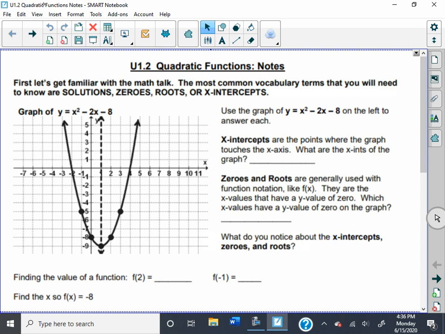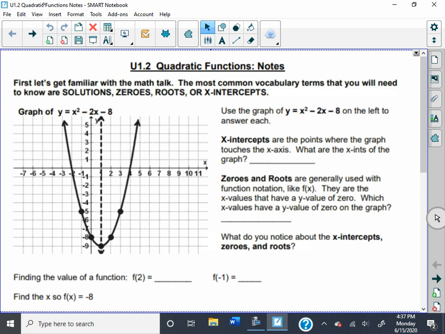So the equation that's shown is y equals x squared minus 2x minus 8. So this equation is a little different than when we did linear ones, because this has an x squared term. And because the highest exponent in this equation is a 2, exponent 2, that means this is called a quadratic function. It's not linear anymore. All right, so if we use this equation that's on the left side, we can answer each of these questions.